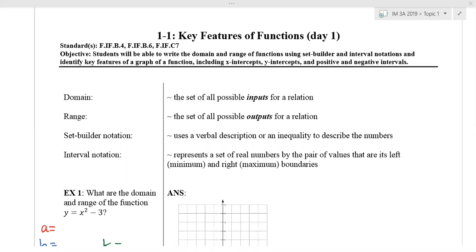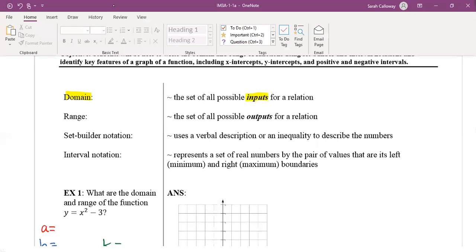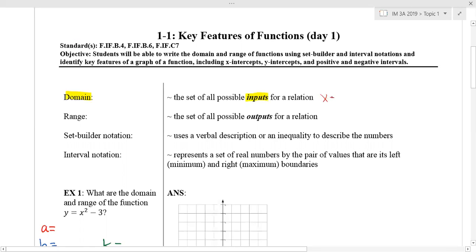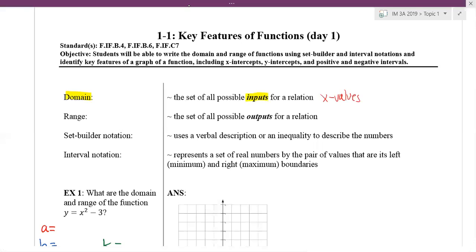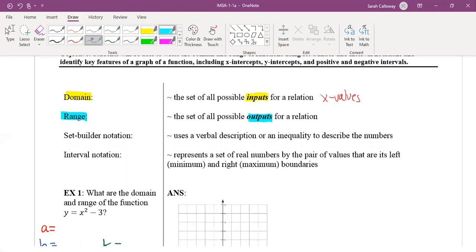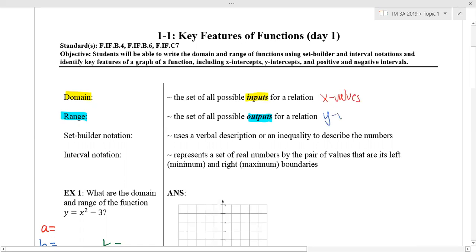When we have a function and we're identifying the domain, it represents all possible inputs of the function. So if we think about values in terms of a problem, that means we're looking for x values of a function. And then alternatively, range represents all the possible outputs, which means that we're talking about the y values.